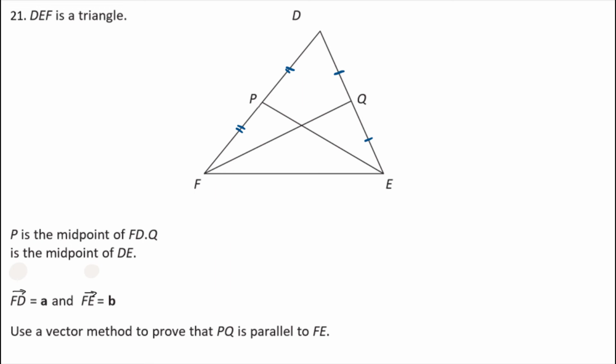Now we know that F to D equals A. So this vector here, from here all the way up to here, that is the vector A. And F to E is B. So F to E, that is the vector B. Okay. Use the vector method to prove that PQ is parallel to FE. PQ, which is not marked, is parallel to FE, which is marked.